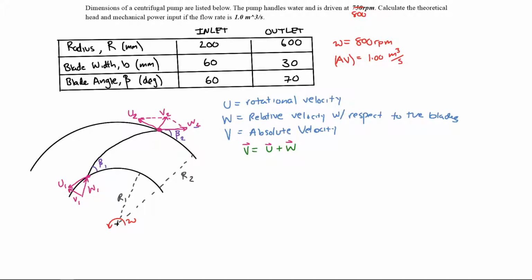Right now we're just going to look at the inlet velocity triangle. So I'm going to reorient this triangle so that U1, or the relative velocity, is horizontal in my picture. It's the same triangle, but I'm just rotating the picture a little bit.